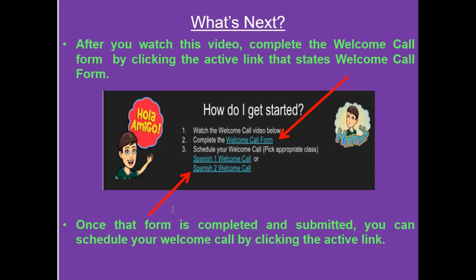Basically, what's next is after you're done watching this video, you are going to go complete the welcome call form, and all you have to do is click on the active link that you see there to complete that form. It's got information for me that I'm going to need from you, and then once you have done that, you can schedule your call, and you do so by picking whichever course it is, Spanish 1 welcome call or Spanish 2 welcome call, and you will schedule it. It's very easy for you to do so. It walks you right through it, so there are no questions or concerns about how to do it.